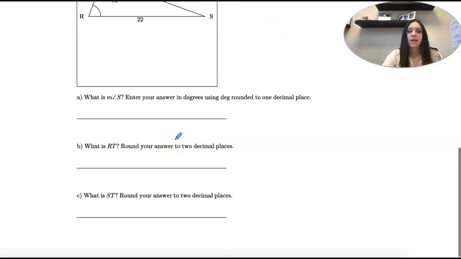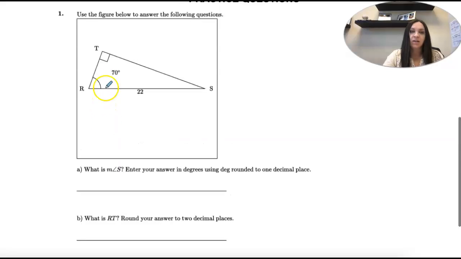Okay, number 1. Here we go. We're going to solve this triangle. So we're going to find all the angles and all the sides. So first we want the measure of angle S. Enter your answer in degrees using DEG rounded to 1 decimal place.